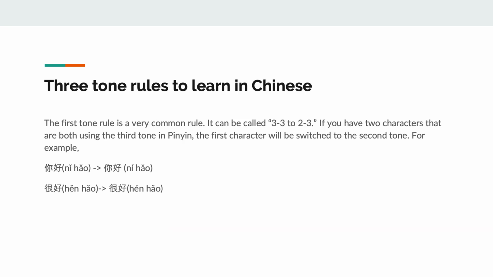Now, there are 3 tone rules to learn in Chinese. The first tone rule is a very common rule. It can be called 3-3-2-2-3. If you have 2 characters that are both using the third tone in pinyin, the first character will be switched to the second tone. For example, it is not 你好, but 你好. Also, it is not 很好, but 很好.